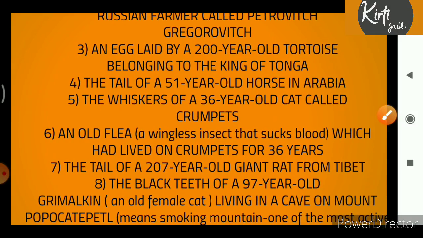So cats don't usually live for so long, 36 years. And the same goes for horses as well. Horses also don't live for 51 years. But tortoises, they do live for a very long period of time. Okay. So he gets all of these things from the oldest living things available on earth. An old flea which had lived on Crumpets for 36 years. So imagine, can a flea, can an insect live for 36 years? It's impossible. All of these are just made up by the author.